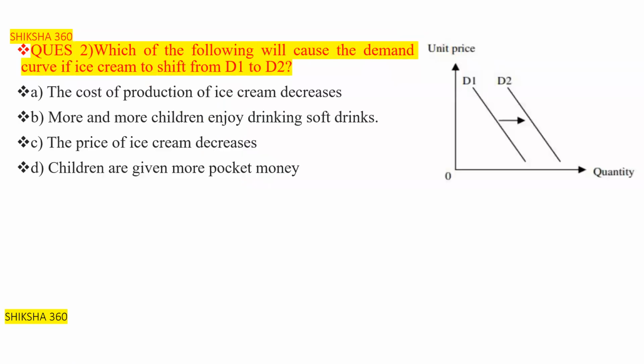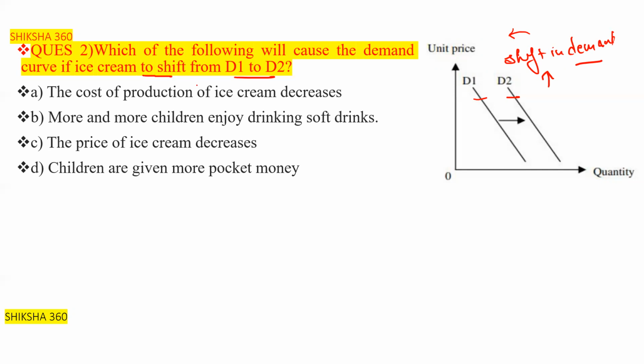Now move to the next one. Which of the following will cause the demand curve for ice cream to shift from D1 to D2? What is the reason behind the shift in the demand curve? As we have already discussed in the previous session, a shift in the demand curve is caused by a change in income. So let's discuss what the reason is here.